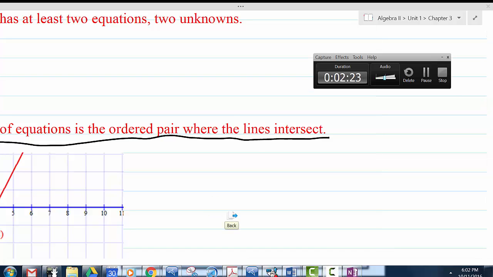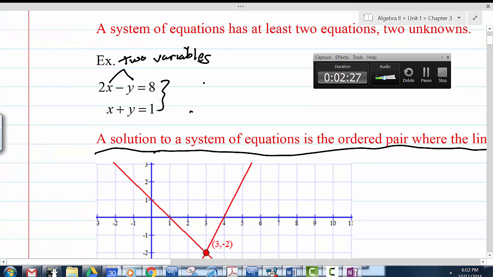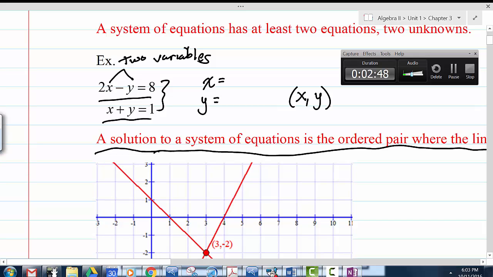Okay, so here now I need a value for x and I need a value for y that makes not only this one true, but makes that one true as well. So if you come up with a value for x and a value for y, then what you're looking for is an ordered pair (x, y).